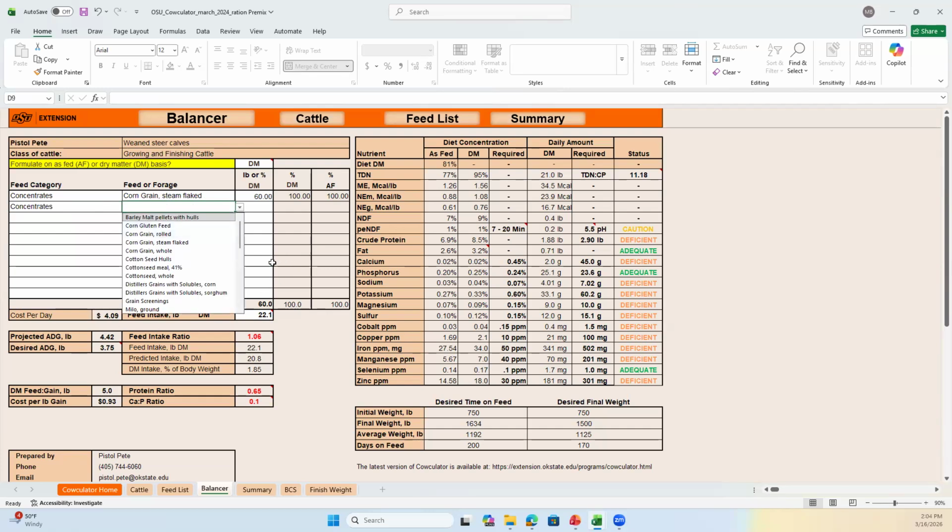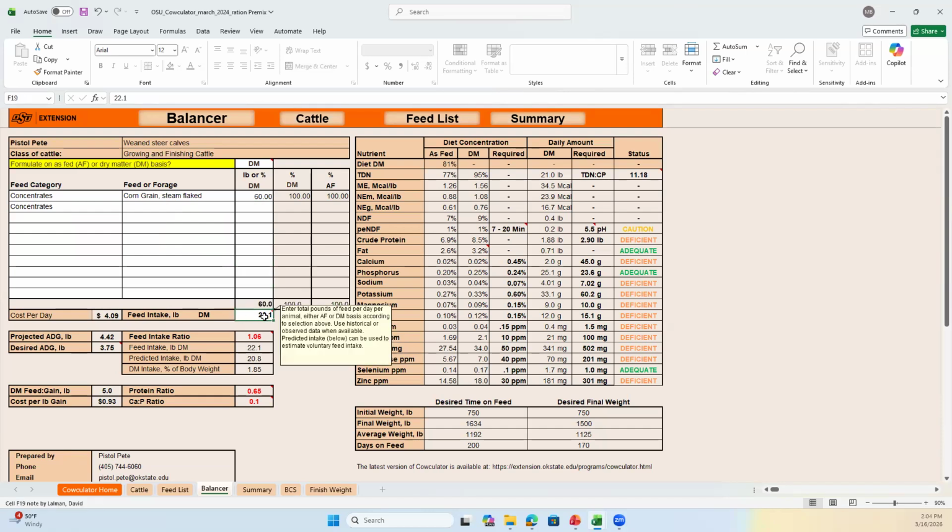Okay. So this cell here is the sum of all these. We're formulating on a percent of dry matter basis. So this cell needs to add up to 100. Okay. But our feed intake cell, where we specify how much that animal's going to eat, needs to match our predicted intake.